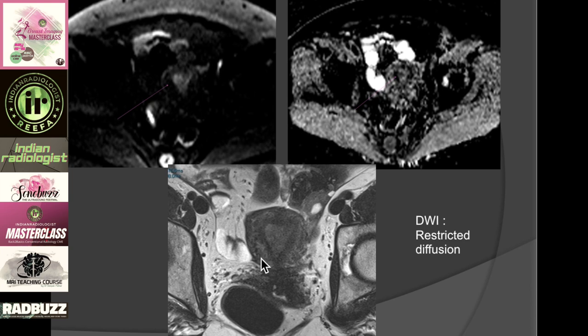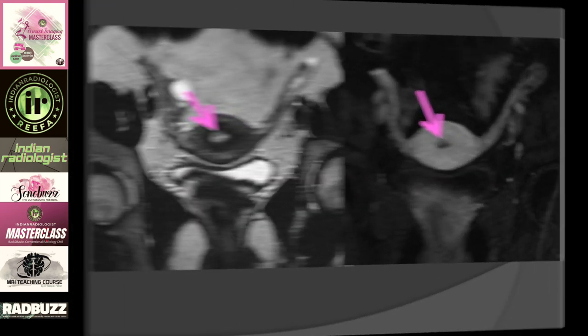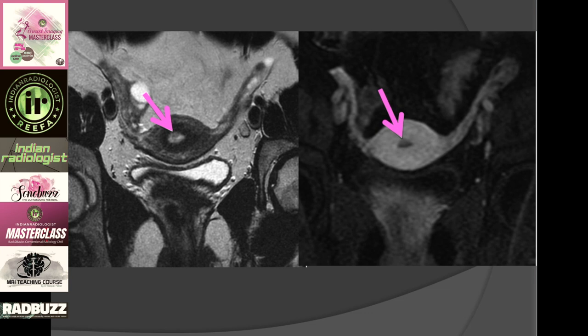If you see, there is very poor visualization of tumor here in the endometrial cavity on T2-weighted image, but there is this tiny focus of restricted diffusion to the right side of the endometrial cavity, and that is the tumor. Now, this is an image of a patient who's got a really tiny lesion in the endometrial cavity.